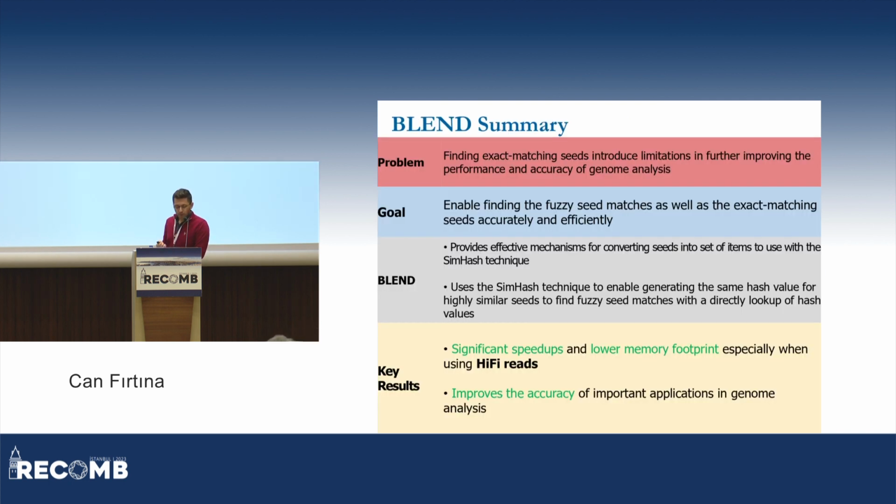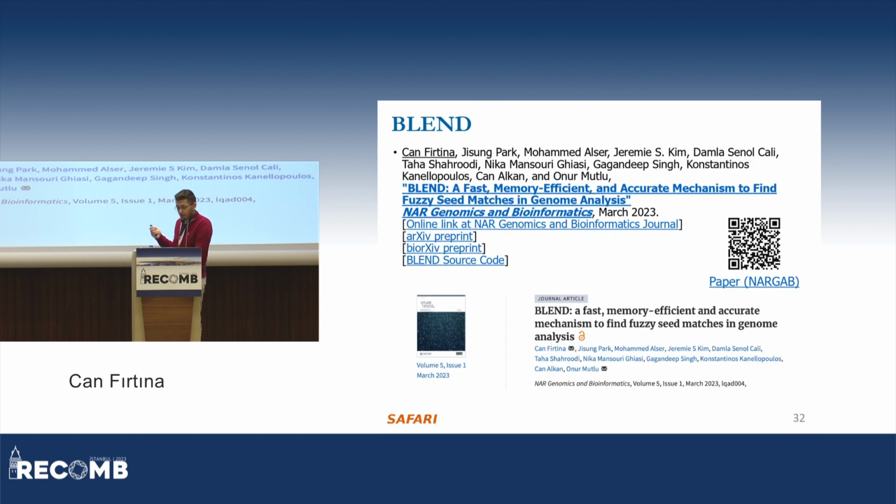So to conclude, finding exact matching seeds introduced limitations in further improving the performance and accuracy of genome analysis. Our goal is to enable finding the fuzzy seed matches as well as the exact matching seeds accurately and efficiently. We do this by employing SimHash and then identifying the sets for SimHash efficiently. Blend provides significant speedups and also lower memory footprint, especially when using hi-fi reads, and also improves the accuracy of important applications in genome analysis.